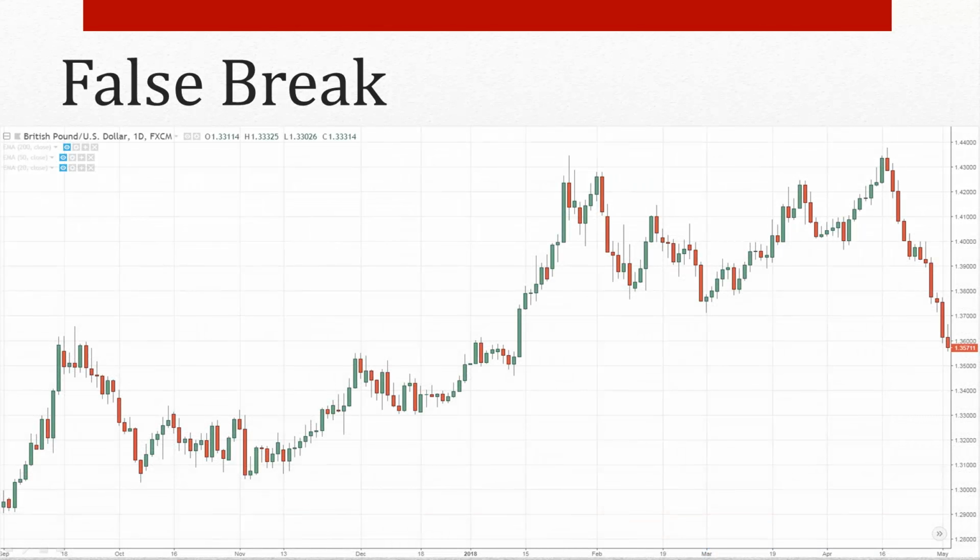If you want to see how it looks, this is an example of a false break. You can see that this is the high over here. The market breaks above the high and then does a reversal, closing near the lows of the candle. So traders, if they are long on the breakout, are now trapped because the market has turned against them.